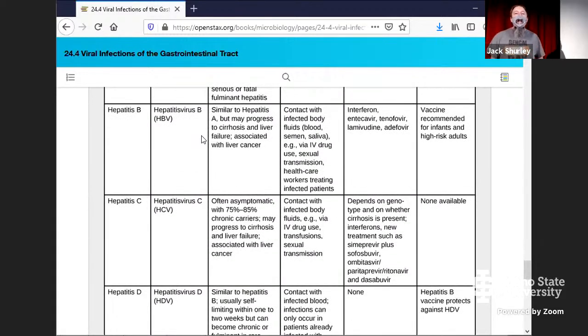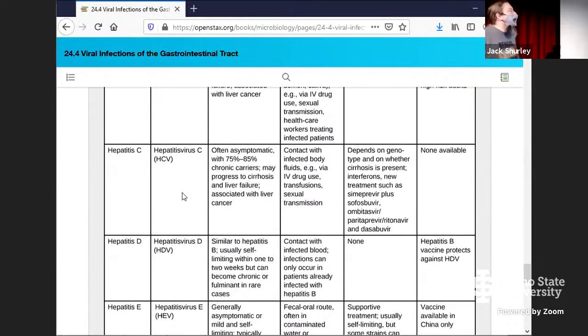All right. So hepatitis B is similar to type A, but it can progress to cirrhosis, and from that can lead to liver failure. It's also one where the damage occurring within the liver can be quite severe and sets the stage for changes that can cause liver cancer. So there are a couple of different treatments and a vaccine available for B.